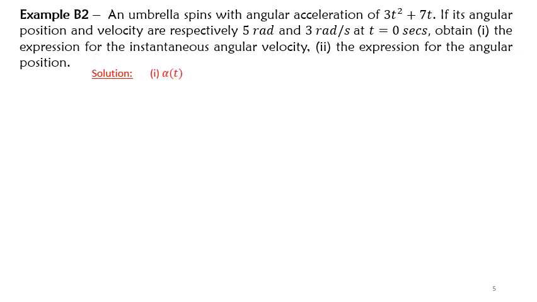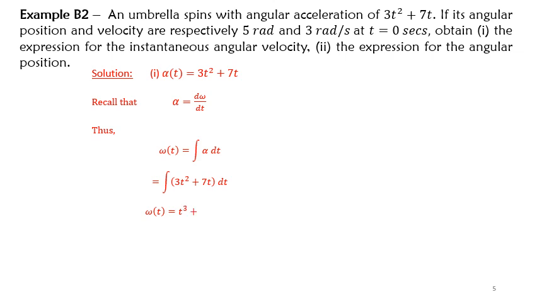Solution to example P2. The instantaneous value of the angular acceleration is 3t squared plus 7t. Recall that the angular acceleration is the time derivative of the angular velocity. So from there, for angular velocity you integrate. If you integrate 3t squared plus 7t in bracket dt, the value will be t raised to the power 3 plus 7 over 2 t squared plus c. C is an undetermined constant. And how do we get that?